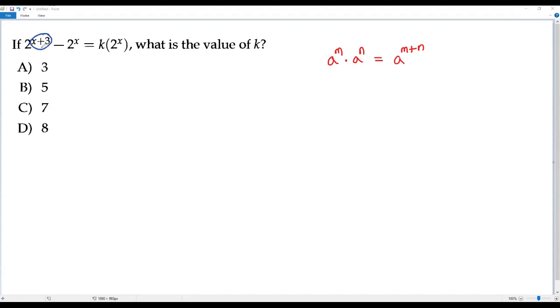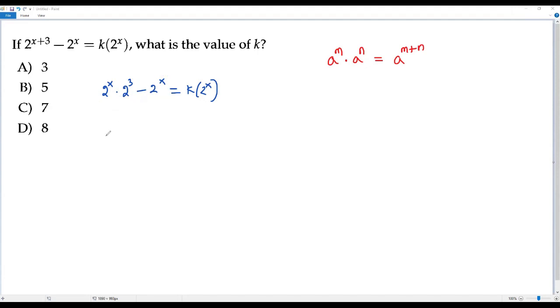Here, two values are added at the exponent. So we can take this base 2 for each value and multiply the results. That is, we can write 2 to the power of x plus 3 as 2 to the power of x times 2 to the power of 3. We can write the rest as it is. That is 2 to the power of x times 2 to the power of 3 minus 2 to the x power equals k times 2 to the x power. Here in these two terms, what do we find in common?